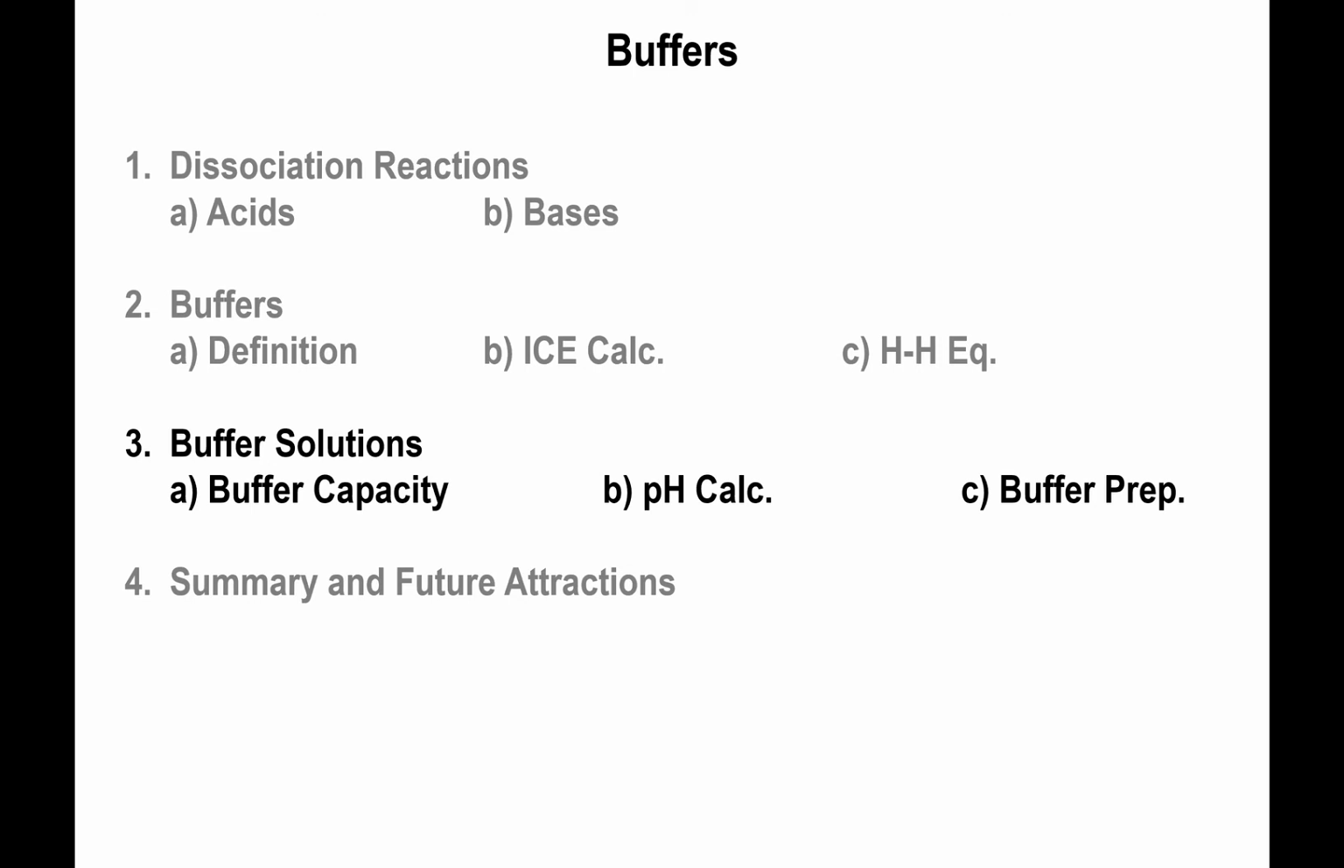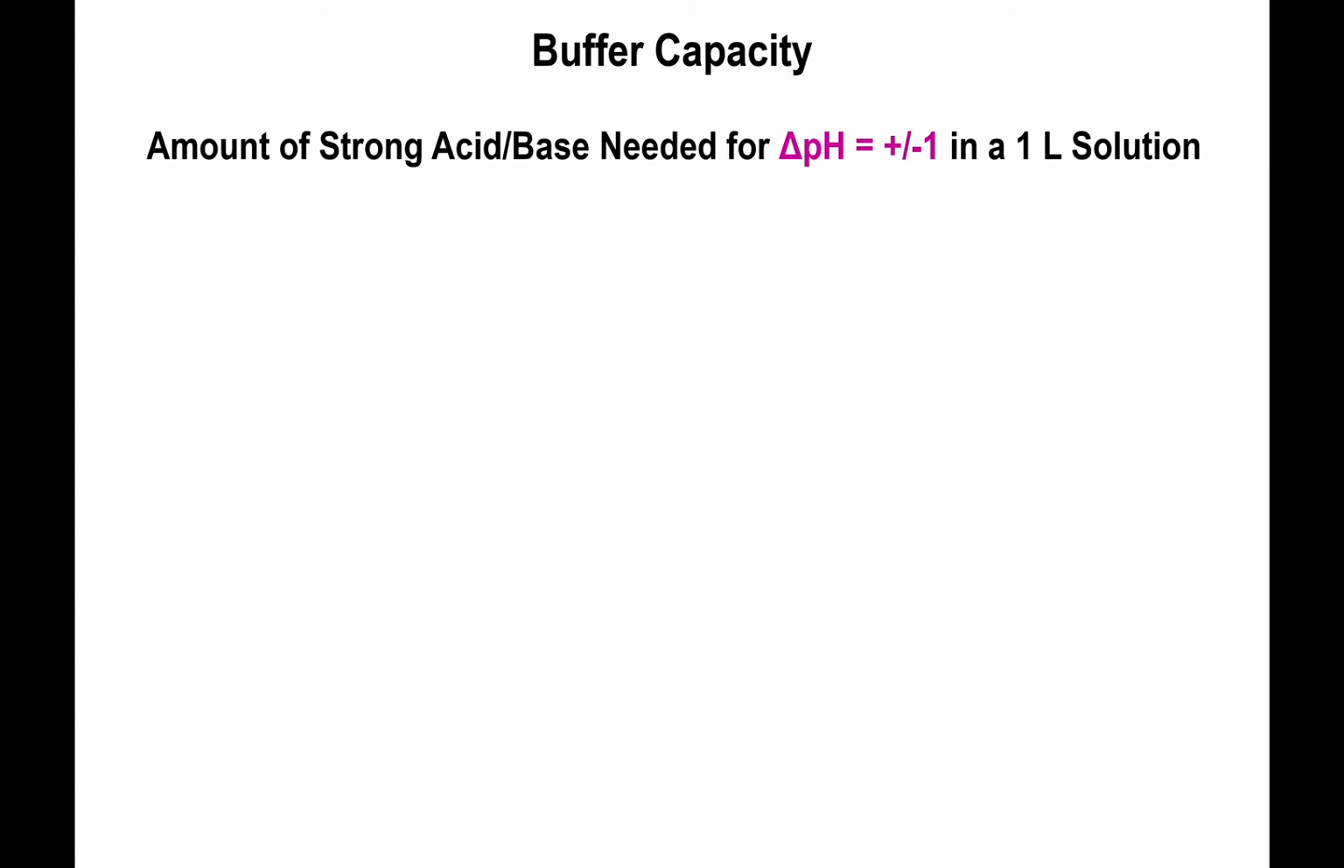Alright, let's talk about the buffer solutions. One thing about buffers that I mentioned earlier is that they do resist drastic changes in pH. And generally speaking, there's a way of calculating how good a buffer is at resisting these pH changes. The reference value is to see what kind of concentrations you would need to add of a strong acid or strong base to make a change of plus or minus 1 pH units to the solution containing the buffer.